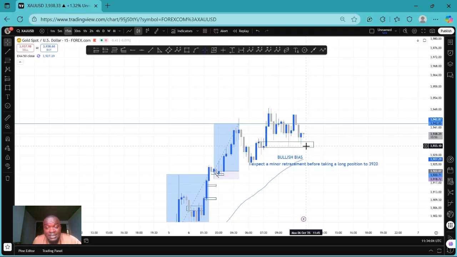But nevertheless, this is not financial advice, please. Just ensure you apply very good risk management. Aside from applying very good market risk management, do your own analysis on your own. This is how I make my own trades. This is how I just do my own thing.